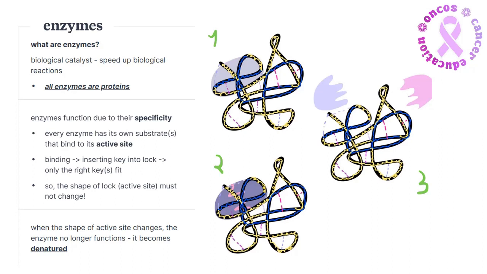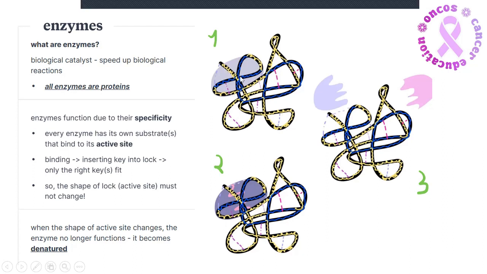Like if you have the same lock and the same key, but then you go out and it gets smashed or something, like on a car, that key will no longer fit into the lock, correct? Then it's no longer useful. In the same way, when the bonds here, the tertiary bonds, change, the enzyme's shape changes. Therefore, the reaction it usually catalyzes, it can no longer do that job.